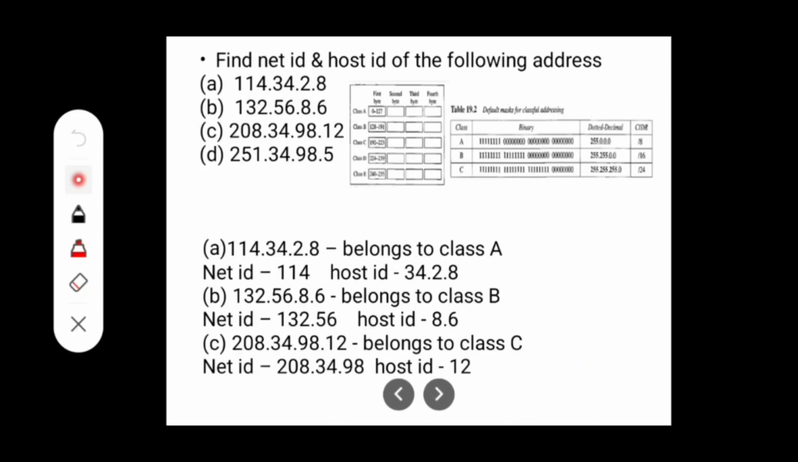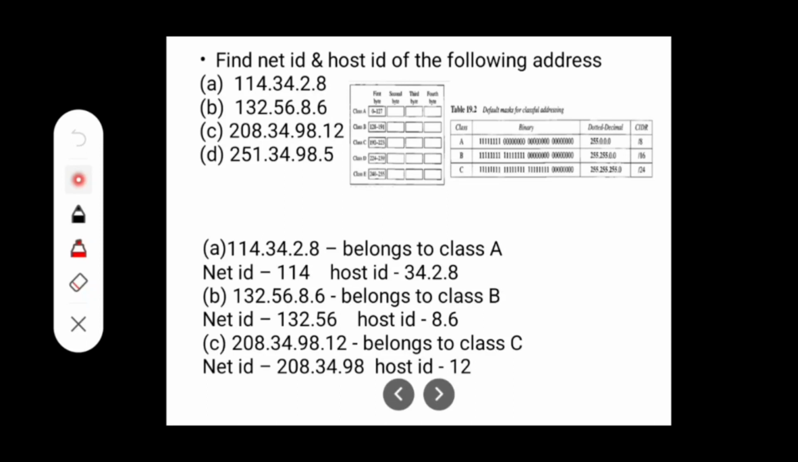Now the next question. Another possible question is: find the net ID and host ID of the following address, 114.34.2.8. To find the network ID and the host ID, you just look at the first byte and check which class this IP address belongs to. 114 belongs to class A, because 0 to 127 is class A.